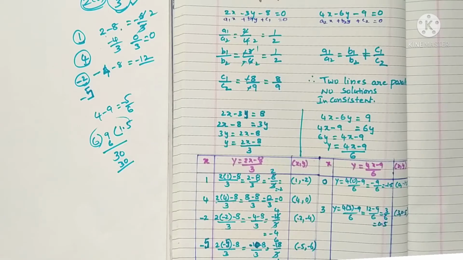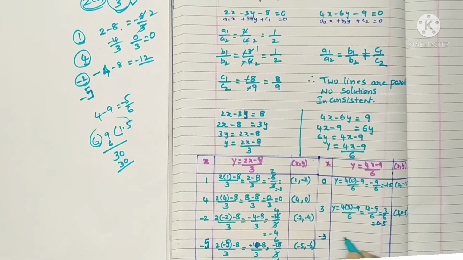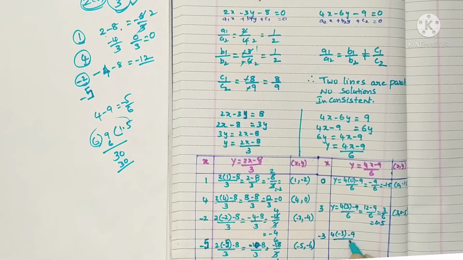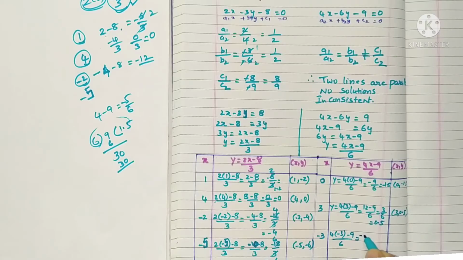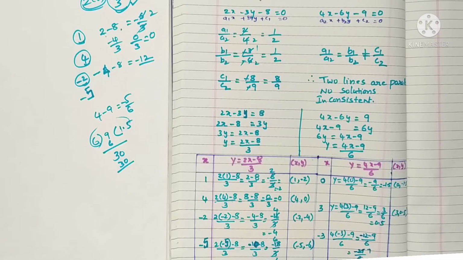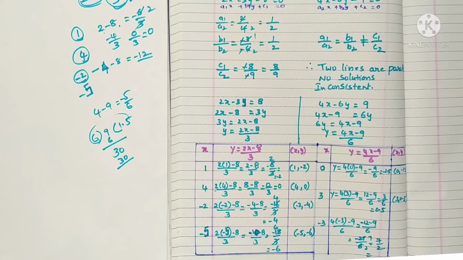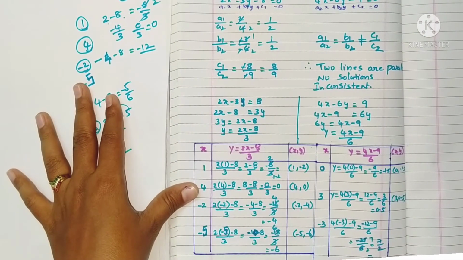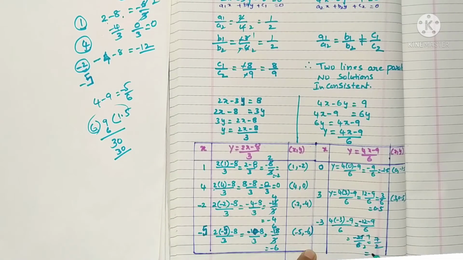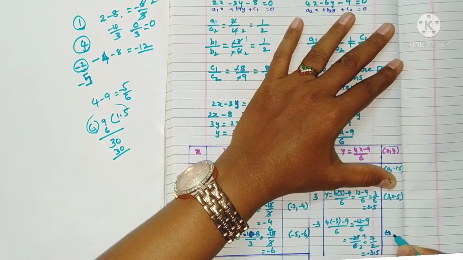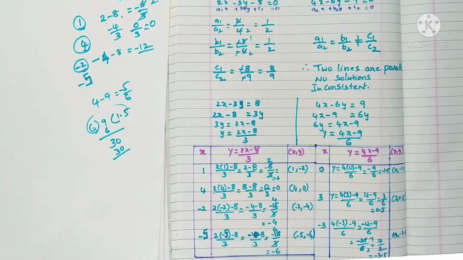In negatives also we take one number, say minus 3. We will take 4 into minus 3 minus 9 by 6. So 4 3s are 12, minus 12 minus 9 by 6. So it is minus 21 by 6. 3 7s, 3 2s. So it is 7 by 2. 7 by 2. Half of 7 rupees is 3.5. Right? So whenever calculation is difficult for you, convert it to money, children, it becomes very easy. Because you deal with money change daily, it will come easily to you. So x minus 3, y minus 3.5. Enough.